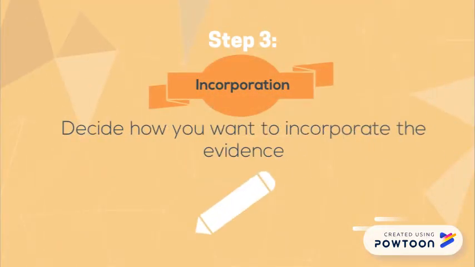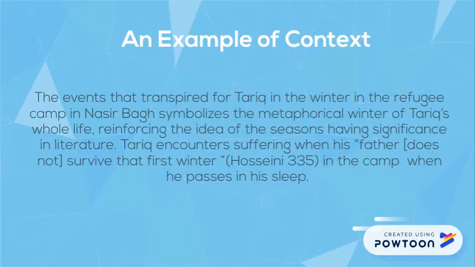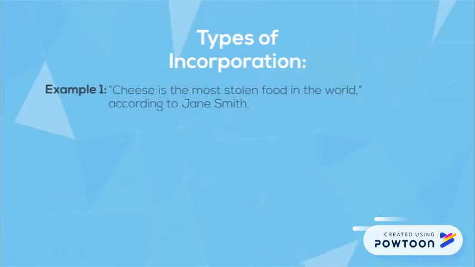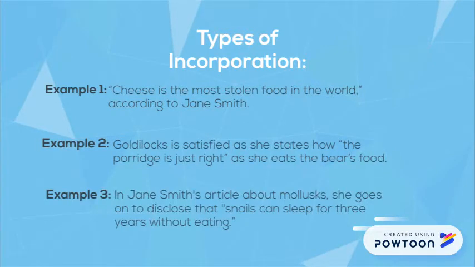Step 3 of weaving is to decide how you want to incorporate the evidence. There are 4 different ways to incorporate evidence in writing. This is an example of using context before a quote. The details before the quote let the reader have an idea of what the author is trying to convey with the evidence. Types of evidence incorporation include putting the quotations in the beginning of the sentence, like example 1, middle of the sentence, like example 2, or end of the sentence, like example 3.